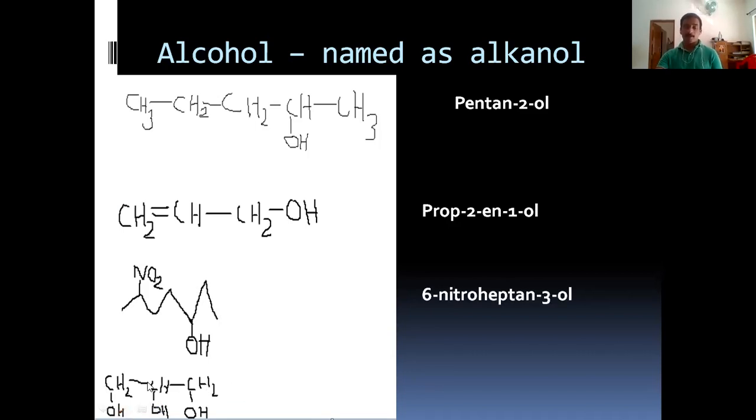And in this compound, CH2OH, CHOH, CH2OH, 3 OH groups are substituted. 1, 2, 3. You can start numbering from this side or from this side. So prop is the word root, alkane, propane. Propane-1,2,3-triol. Here propane itself is used. We will not say propantriol. Propanetriol, that is correct. So propane-1,2,3-triol.